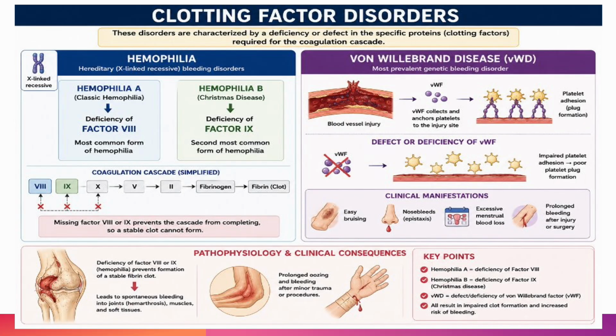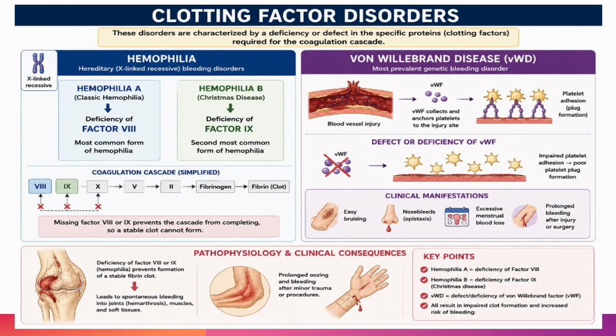Clotting factor disorders, primarily hemophilia and von Willebrand disease. Hemophilia is an inherited X-linked recessive disorder. Hemophilia, you have A and B. Without these clotting factors, basically the coagulation cascade cannot complete, meaning a stable fibrin clot cannot form properly. So you basically will bleed, right? These patients often experience spontaneous bleeding into joints called hemarthrosis, as well as prolonged bleeding after minor trauma or procedures.